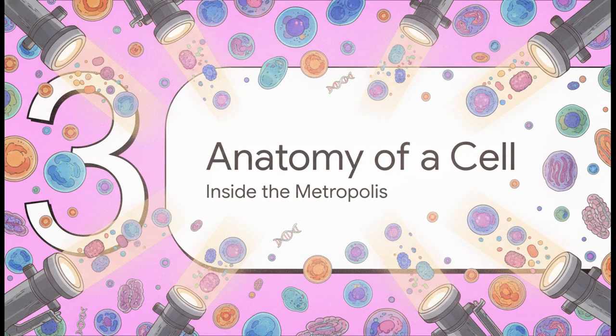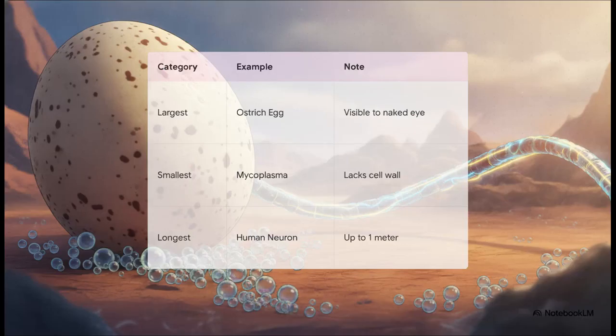Let's keep zooming in with part 3, the anatomy of a cell. Now, not all of these microscopic bricks are the exact same size. In fact, cells range drastically in scale. Get this, the largest living cell in the world is actually an ostrich egg. You definitely don't need a microscope for that one. On the complete opposite end of the spectrum, the absolute smallest cells are these tiny bacteria called mycoplasma.